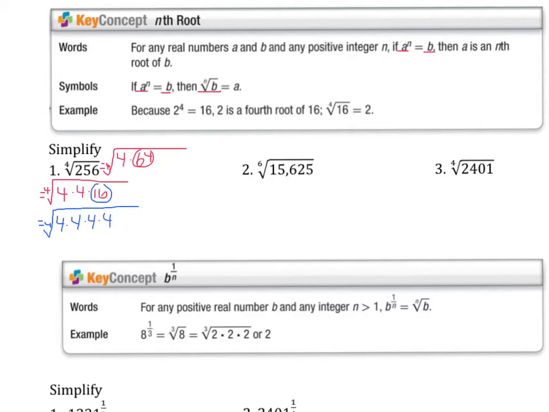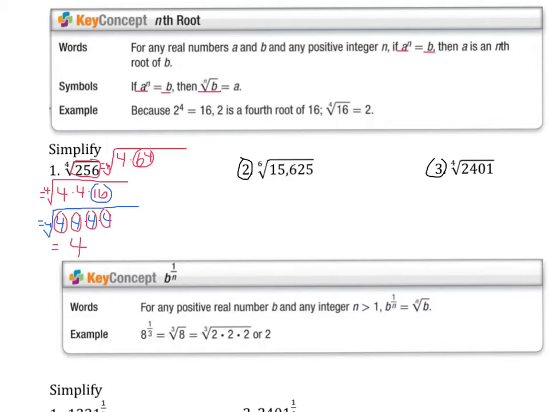So if you look there, we've got 1, 2, 3, 4 4s. If we multiplied all this together, we would get our first number, 256. So 4 is going to be the fourth root of 256. So you guys go ahead and see if you can figure out number 2 and number 3.